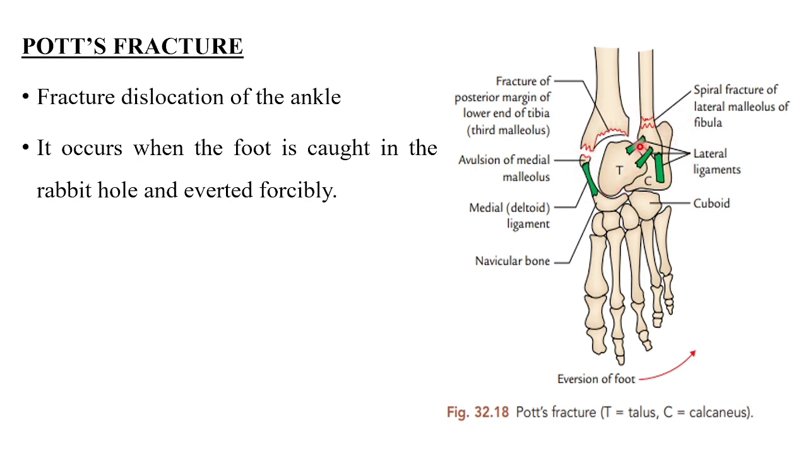These stages are also termed first, second, and third degree of Pott's fracture, respectively. The third degree of Pott's fracture is also known as trimalleolar fracture. So Pott's fracture can occur as a bimalleolar fracture, that is both your lateral and medial malleoli getting fractured, or it may occur as a trimalleolar fracture, that is your medial and lateral malleoli and the distal tibia fractured. All these three fractures together are known as trimalleolar fracture, that is your Pott's fracture.